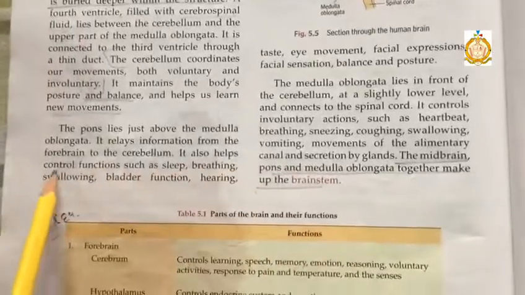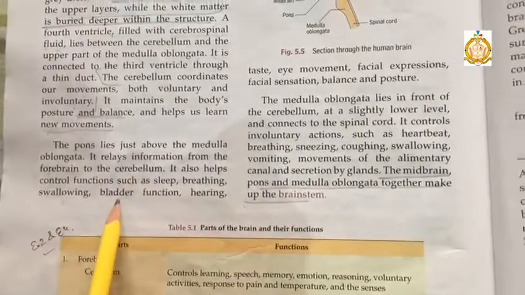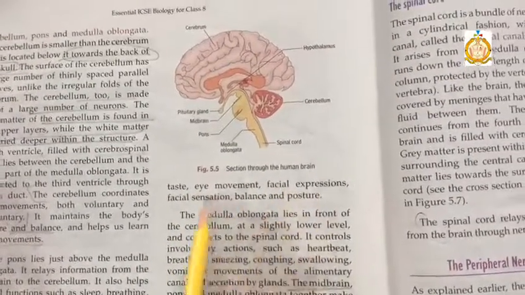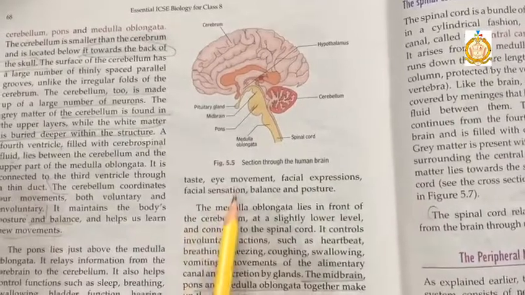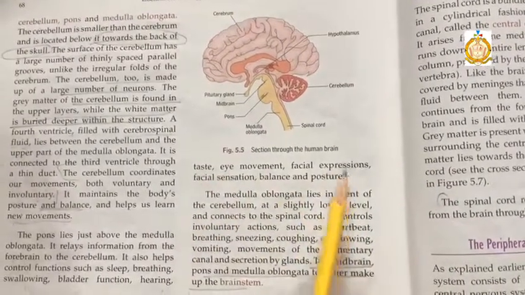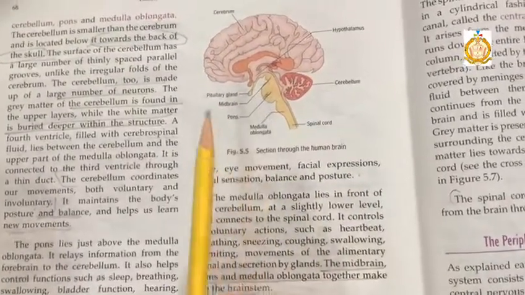It also helps to control functions such as sleep, breathing, swallowing, bladder function, hearing, taste, eye movement, facial expression, facial sensations, balance and posture. So these functions are controlled by the pons of our brain.